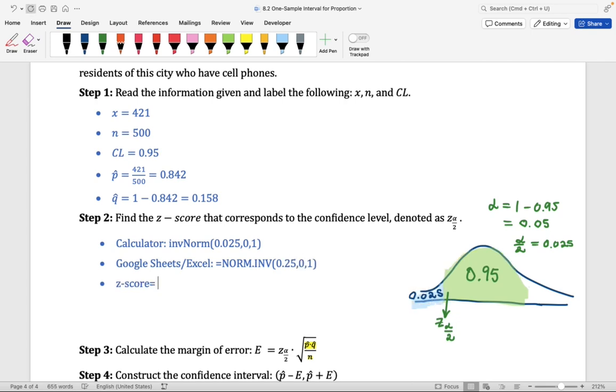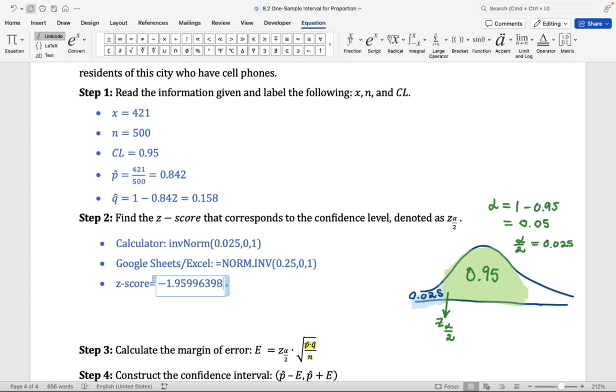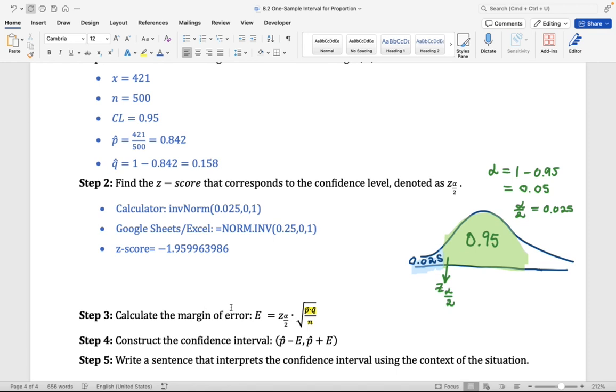The C-score here should be negative 1.959963986. So notice, moving forward to step 3, we have everything we need to calculate the error. We have the C-score, we have P hat, Q hat, and we have N.